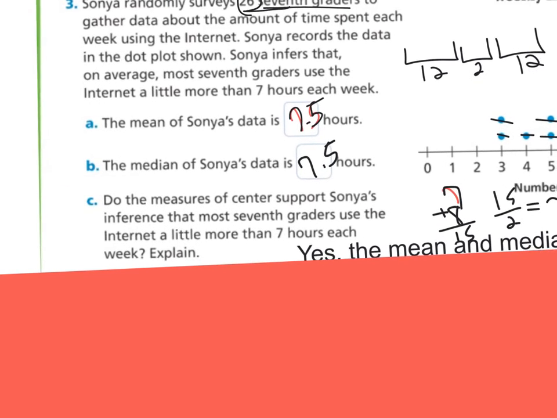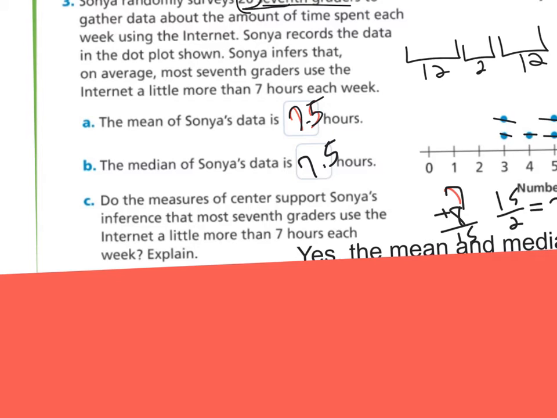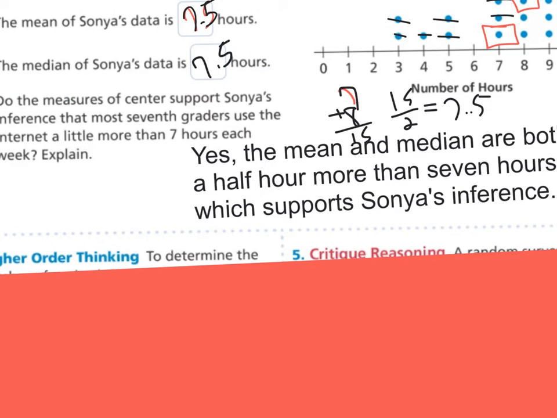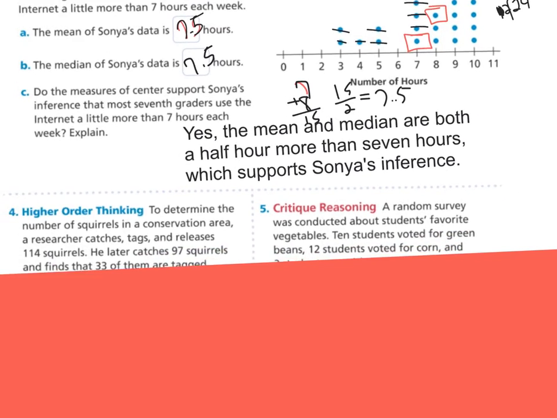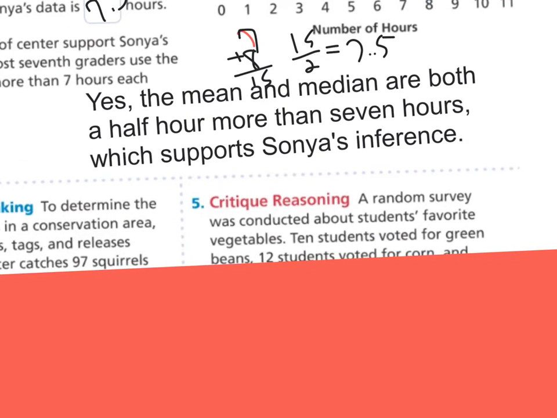It doesn't happen a whole lot, but it ends up actually that our mean and our median are both the same. Her inference was that most 7th graders use the internet a little more than 7 hours each week. Well, mean is 7.5, median is 7.5. That sounds pretty good. A little bit more than 7 hours. Okay? So for part C, does that support her inference? We could say yes. Mean and median are both a half hour more than 7 hours, which supports her inference.